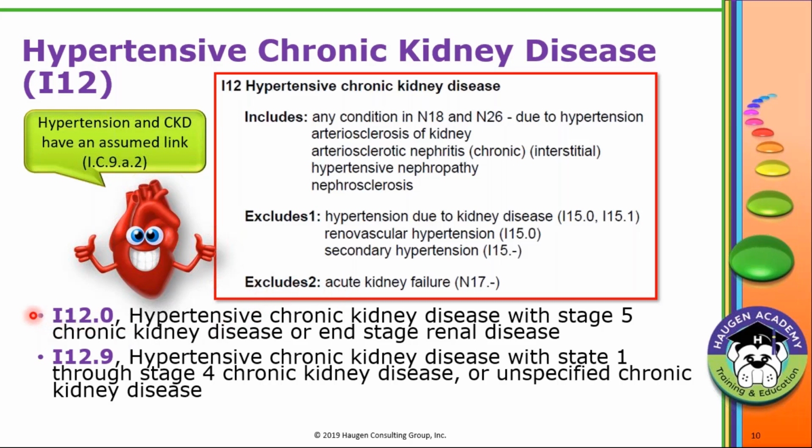So the codes in this category are divided based off of the stage of chronic kidney disease, or at least in broad categories. I-12.0 being stage 5 CKD or end-stage renal disease, and then category I-12.9 being hypertensive chronic kidney disease, stages 1 through 4.